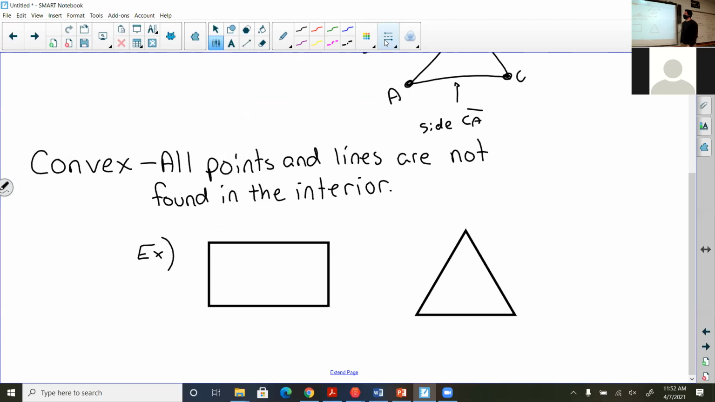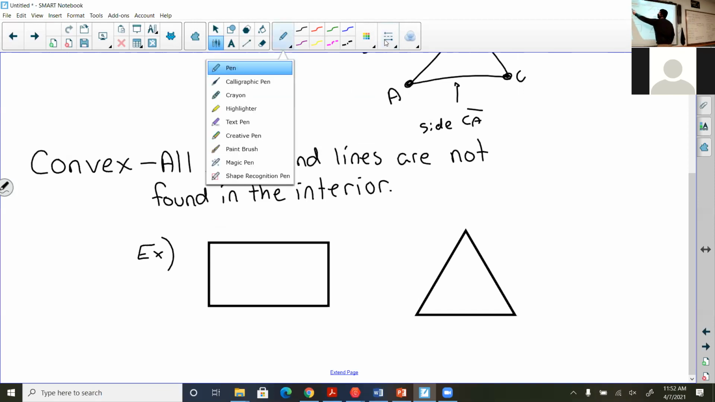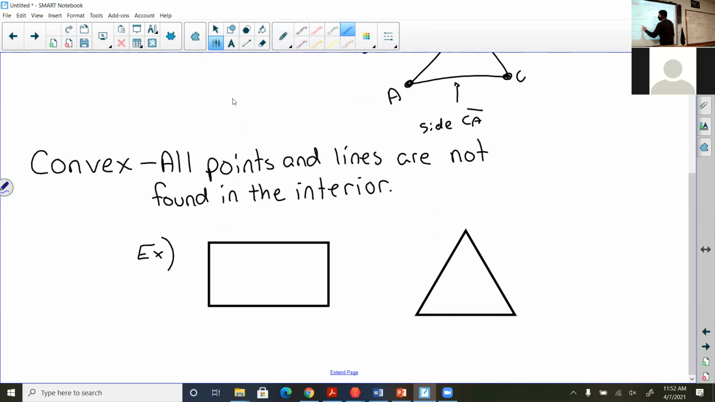All right, so when I take a look at this, something that would be on the interior. I'm going to use my crayon, and if I just filled this in, all of this is in the interior. So I could add in some more sides or more vertices, and if any of those points or lines went into that blue area, then it would no longer be convex, it would be what we call concave. So whenever it goes in towards the interior of the shape, then it turns from convex to concave.